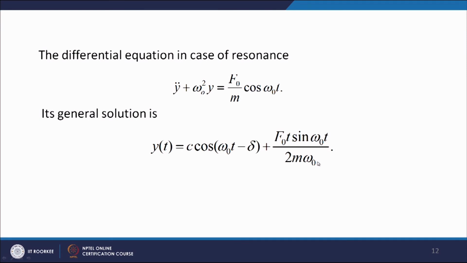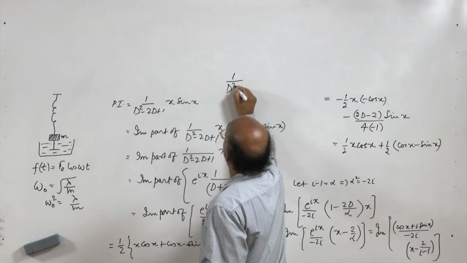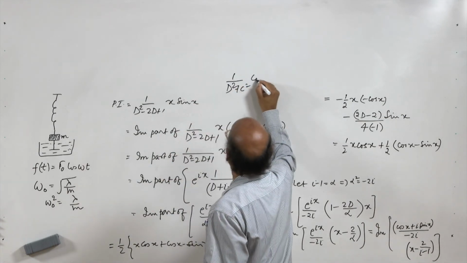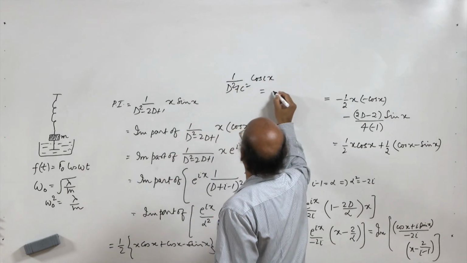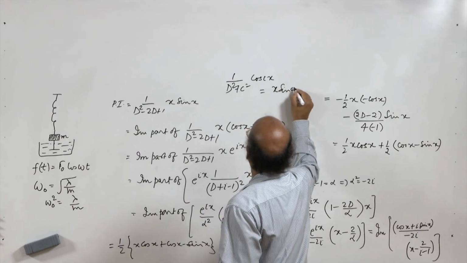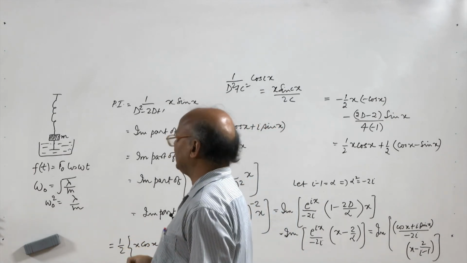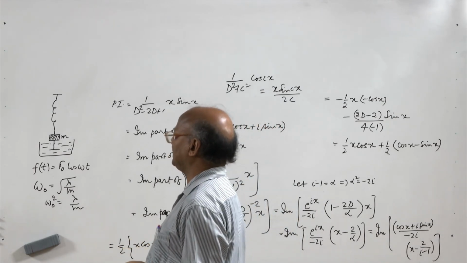We know how to determine the solution of the differential equation. The particular integral here will be 1/(D² + ω₀²) operating on cos ω₀t, and we know the formula for that. We can make use of the formula 1/(D² + c²) operating on cos cx, which we have found as x sin cx divided by 2c. So we make use of this formula to get the particular integral, F₀t sin ω₀t/(2ω₀).